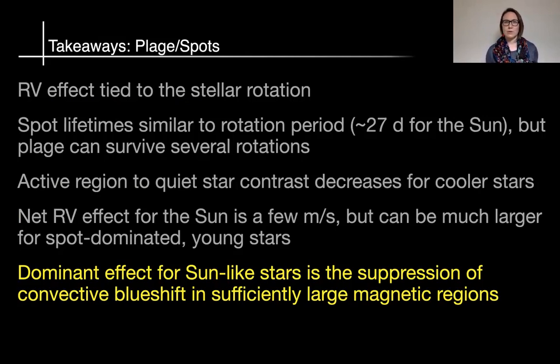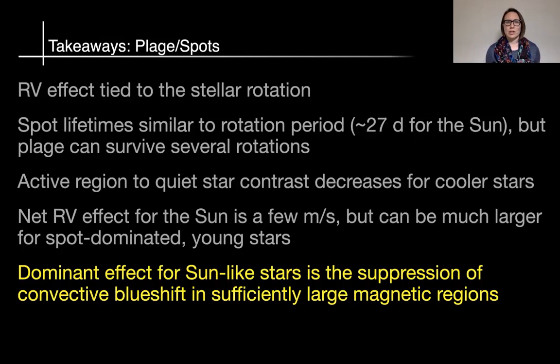And the spots for our sun and sun-like stars tend to have a similar lifetime to that stellar rotation. For the sun, we're looking at about 27 days, but the plage can survive several rotations and therefore have lifetimes of a few months or more. And the contrast that you get between the bright and the dark regions of the plage or the spots compared to the quiet sun, that contrast decreases for cooler stars. So you will have a smaller amplitude in your RV effect if you were to measure the same type of spot on an M star as compared to a G star.